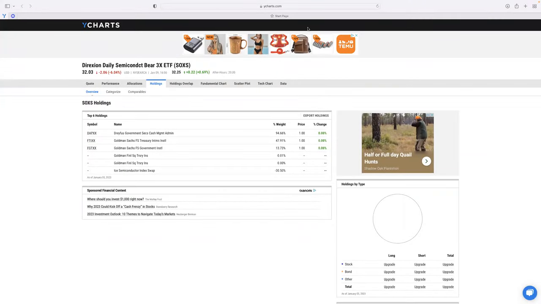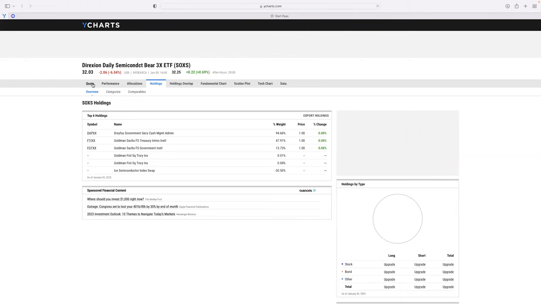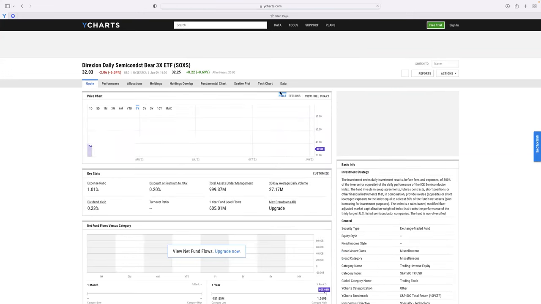is Y Charts. I love, love, love Y Charts, and I'll link it in the comments in a second. So what I found that you can do is the holdings. You can look up the different holdings of a company.